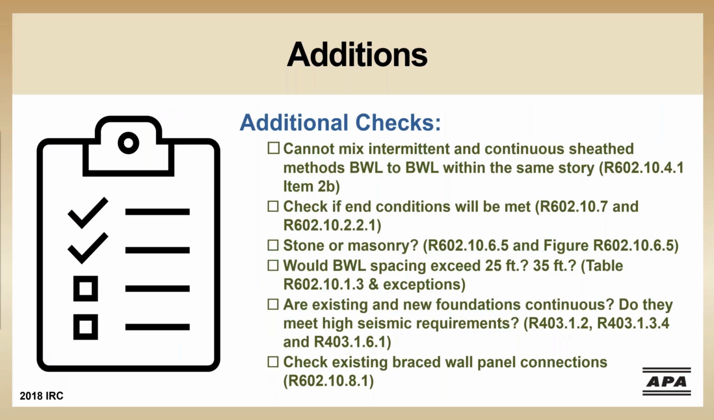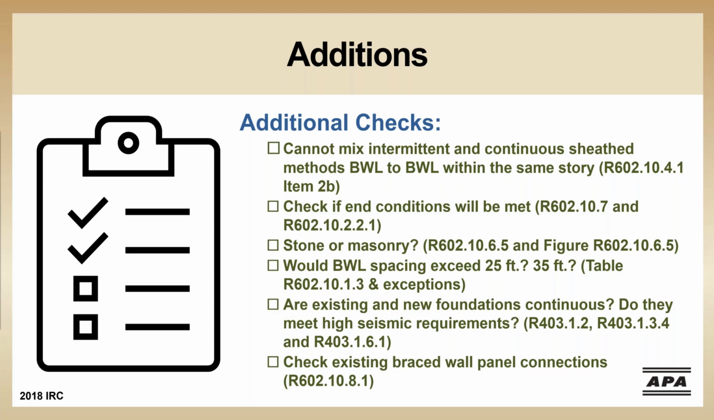Here's some more code compliance checks. Regarding the first bullet, you may have an existing home that was originally designed with intermittent methods, and you want to utilize continuous sheathing methods for the addition. Remember that current code for new homes will not allow the mixing of intermittent and continuous sheathing methods within a braced wall line or story.